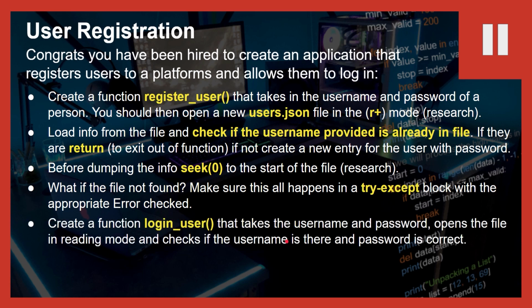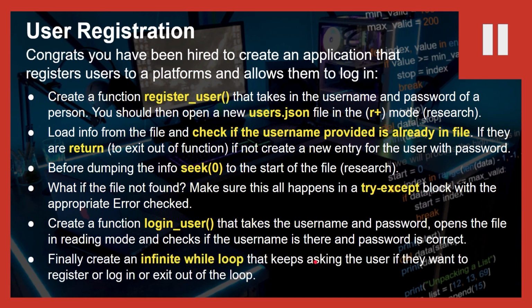Next, you'll need to create a function that will log in the user, that takes the username and password, opens up the file in reading mode, and checks if the username is there and the password is correct. So first of all, you need to check if the username is in that file, and then check if the password that the user provided is associated with and correct for that username. And finally, you'll need to create an infinite while loop that keeps asking the user if they want to either register or log in or exit out of the loop. And of course, whenever you ask them to register, you call the register_user function. Whenever you want them to log in, you call the login_user function.